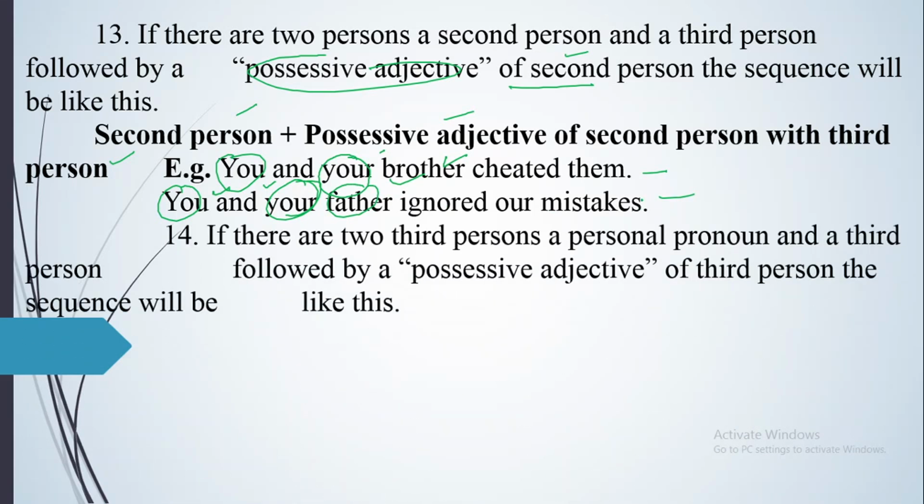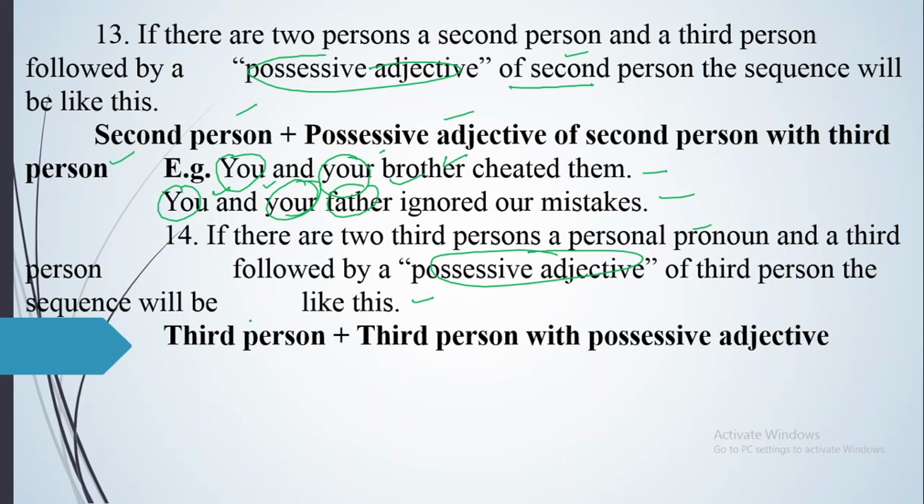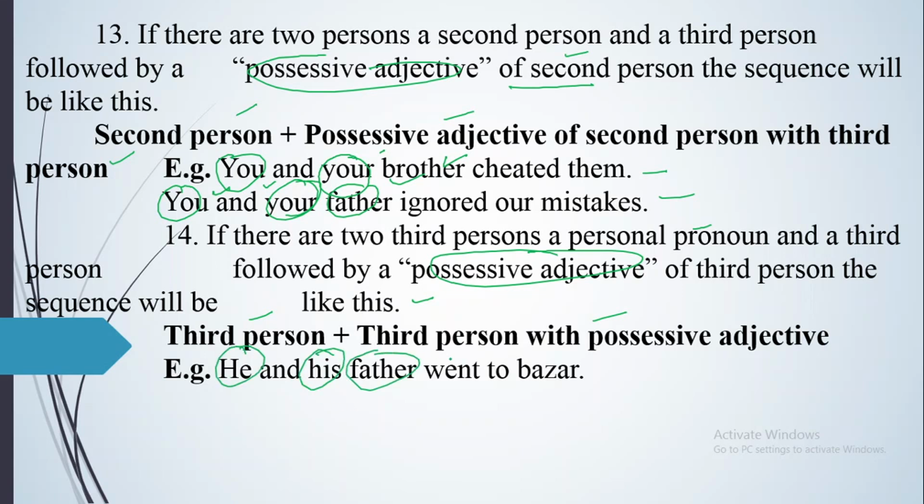Rule number 14 we have got, if there are two persons, a personal pronoun and a third person followed by a possessive adjective of the third person, the sequence will be like this. What will be the sequence? You will bring the third person first and then the possessive adjective of the third person. So example is he and his father, not his father and he, went to bazaar.